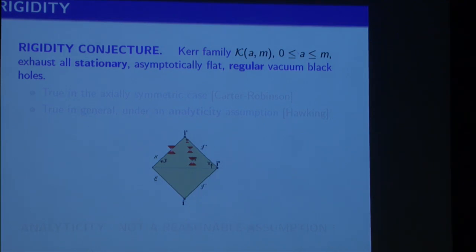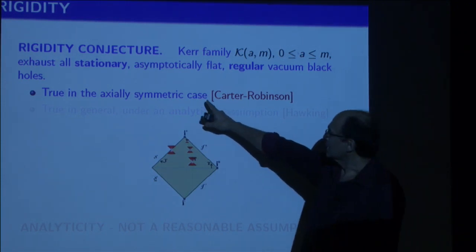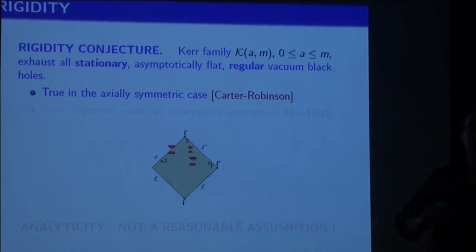So what I'll do next is discuss a little bit about the rigidity. And then if I have time, I'll talk about collapse and stability. I'm sure I will not have time today. Right, so the rigidity conjecture. The first result that we have is that if you have a stationary solution, asymptotically flat, all the conditions that I talked about, and in addition, it's axially symmetric, then it has to be Kerr, right?